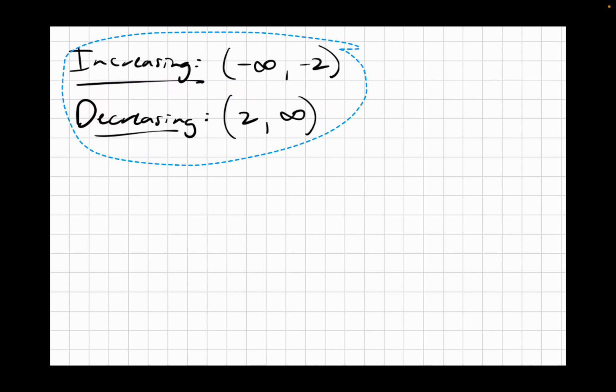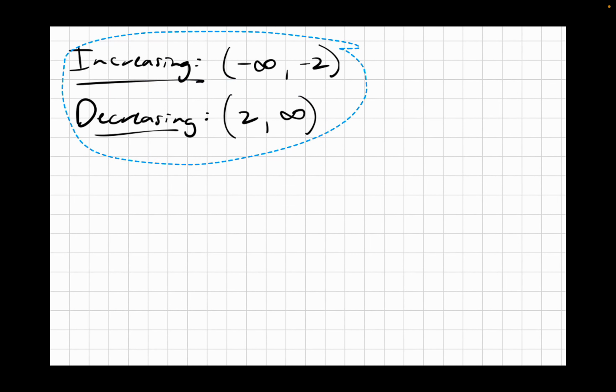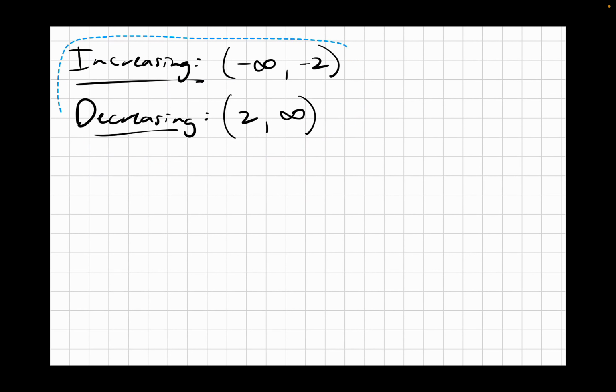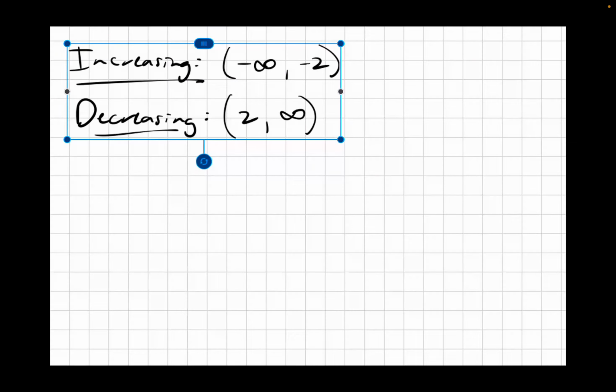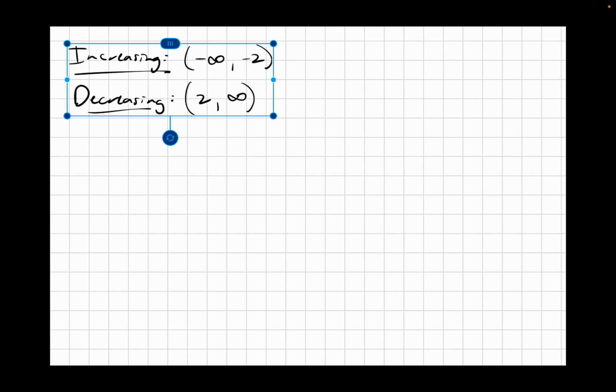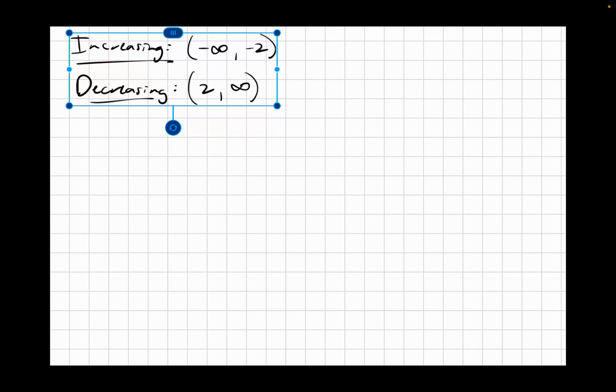Oh, sorry, it should be negative. Let me fix that. Would that be brackets around the negative 2? No, because at negative 2, it's 0. So it's not negative or positive. In this class, almost always you're going to use parentheses. We don't see a lot of bracket stuff in this class. Okay, increasing, decreasing. Okay?